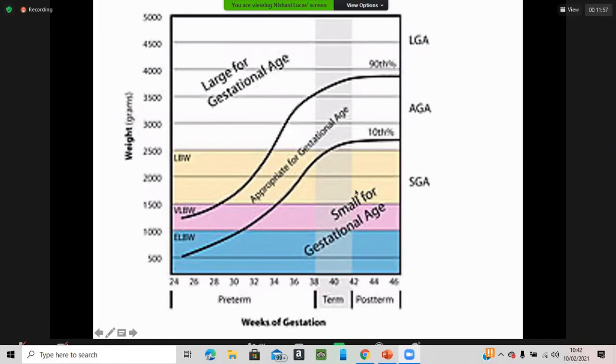Okay, and these different colors are there, as your colleague pointed out at the beginning of the lecture. Any baby weighing less than 2,500 grams is called low birth weight. Any baby weighing between 1,000 to 1,500 grams is called very low birth weight. Any baby weighing less than 1,000 grams is called extremely low birth weight baby, right?